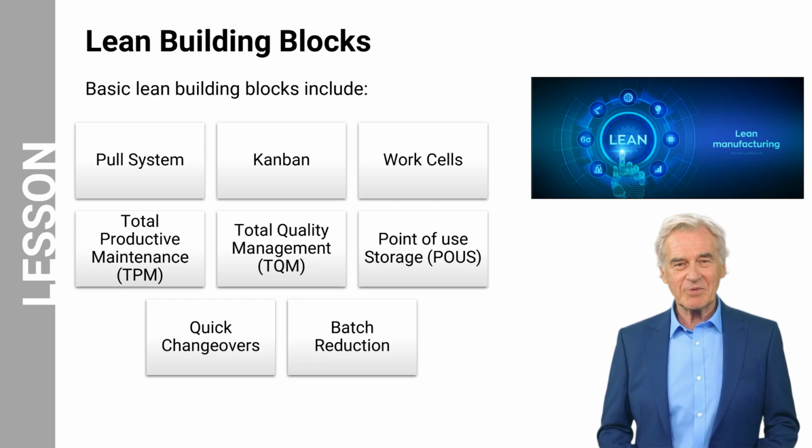The basic lean building blocks discussed in this lesson include pull systems, Kanban, work cells, total productive maintenance, point-of-use storage, total quality management, quick changeovers, and batch reduction.